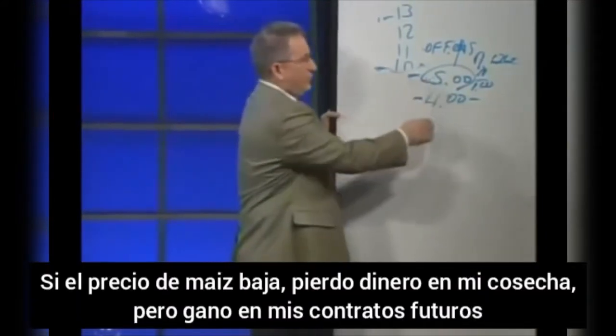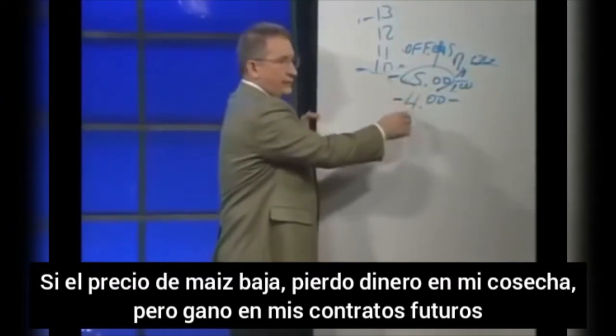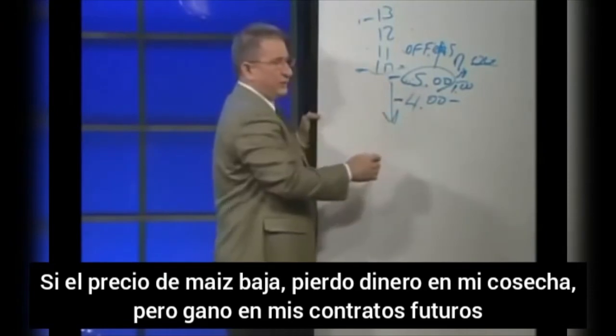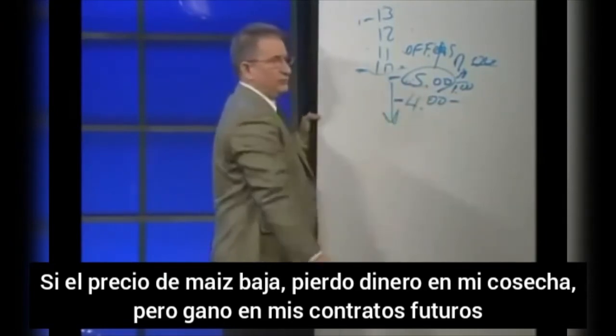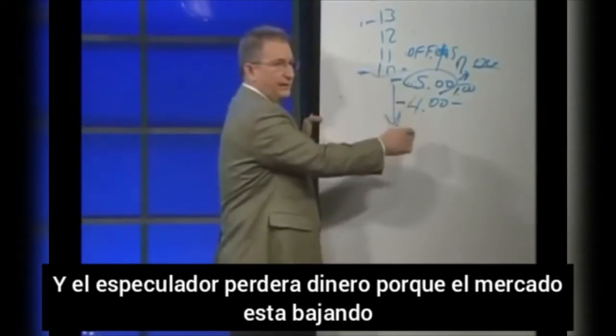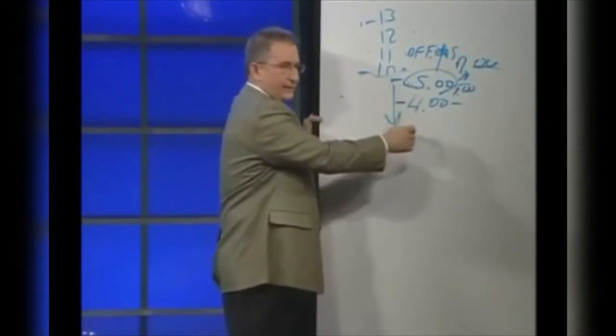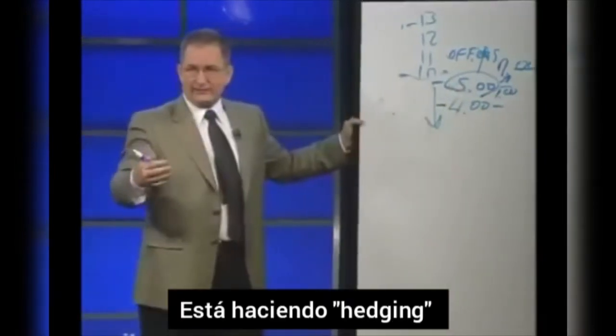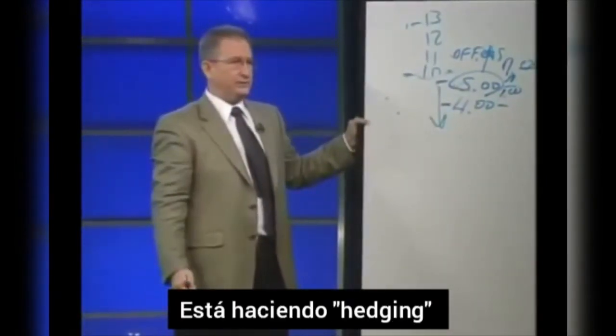If the price, of course, if the price of it goes down, then I'm losing money on my cash crop, but I'm making money on my futures contract. And the speculator on the other side of the contract is losing money because the market's going down. In other words, the speculator is just one-sided. The farmer is two-sided. He is hedged. That's what's called a hedge.